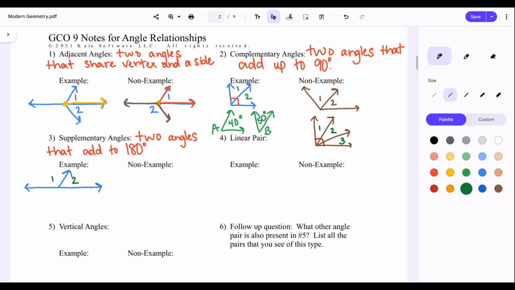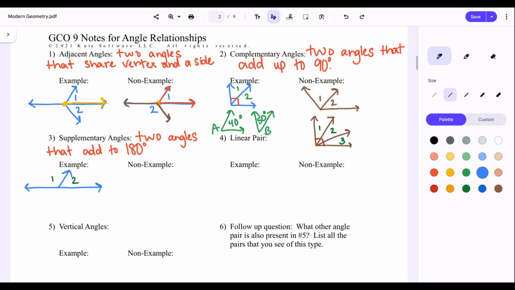So kind of what I mean is, from here to here would be 180 degrees. Sometimes they'll call that a straight angle because it is a straight line. And we kind of talked about those lines at the beginning of the year as well and what they look like. But anytime you see that, they would be adjacent like this. They're going to add up to 180.